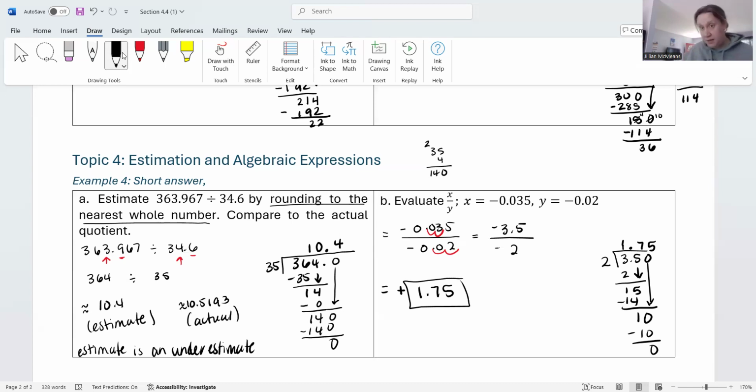All right, so there you have it. We've done quite a bit with dividing decimals. Make sure you know how to divide decimals where the dividend is an integer, where the dividend is not an integer. Know how to deal with dividing where you end up rounding because you're not going to get that 0 remainder for a while. Know how to estimate and know how to evaluate. All right.